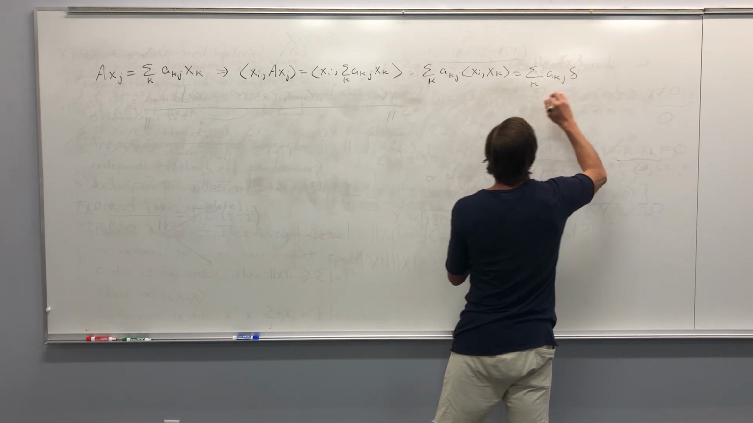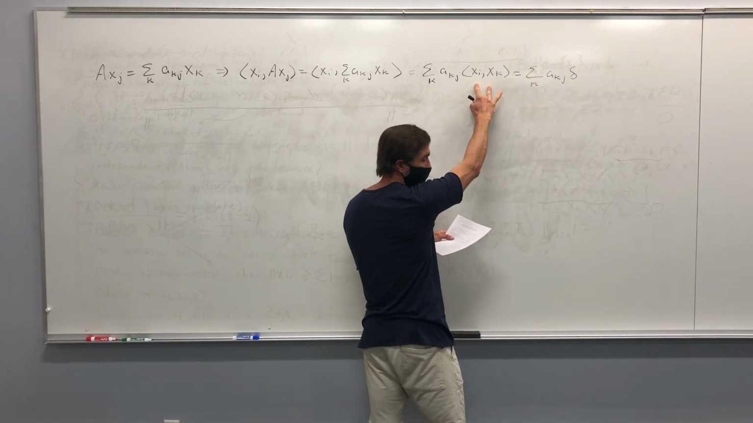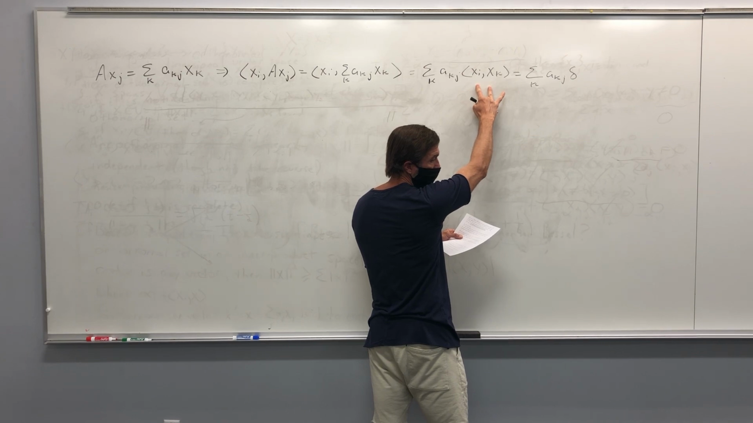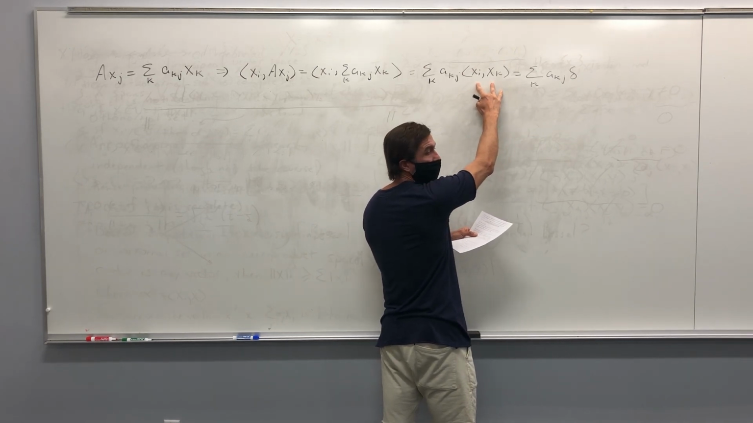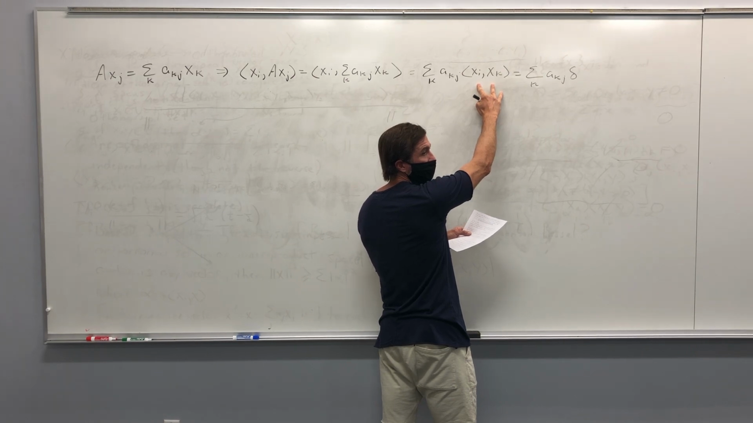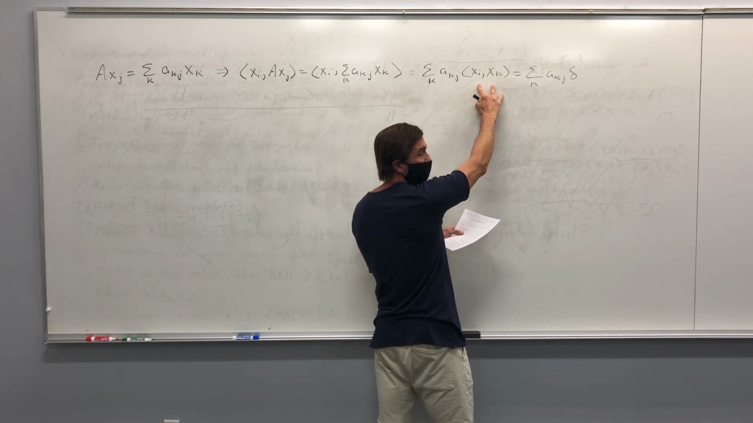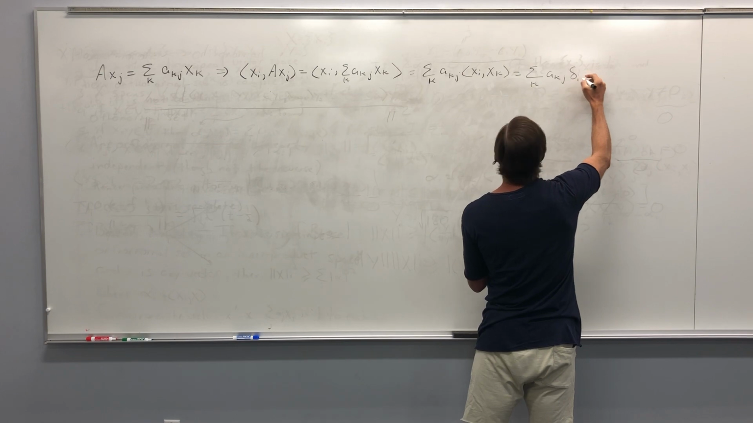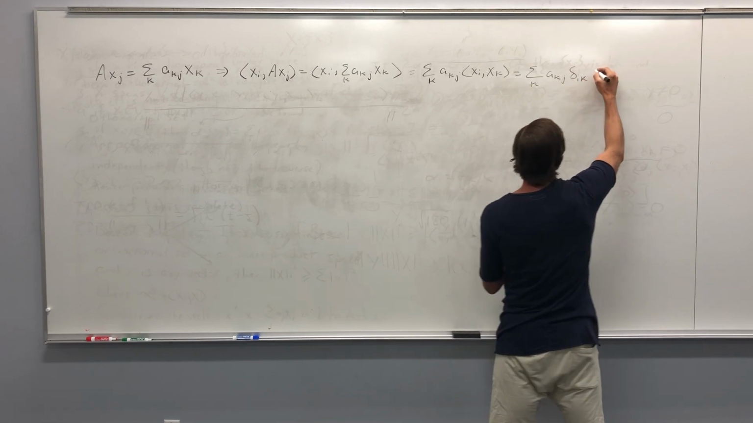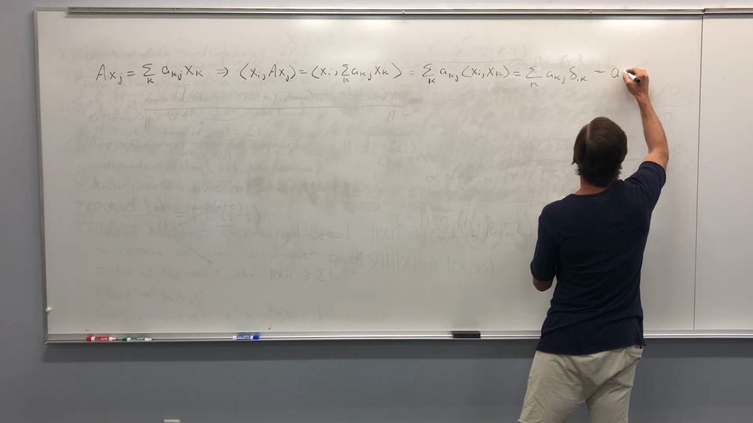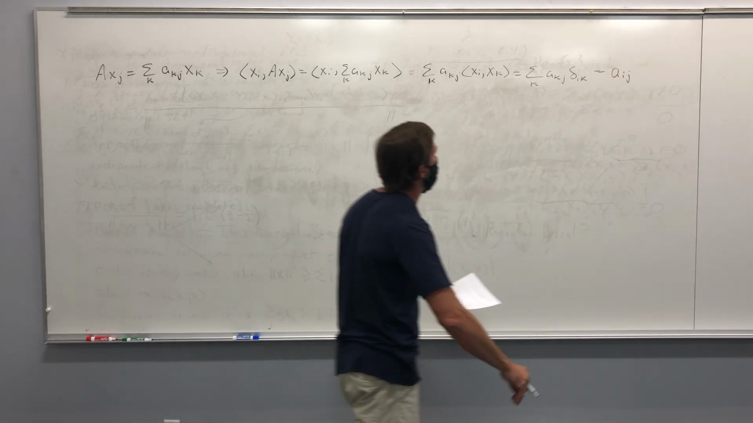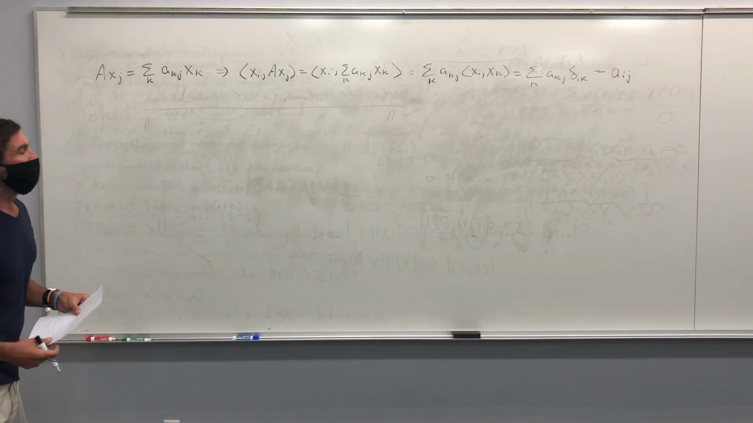But of course, the inner product of two orthonormal basis vectors is zero unless they're the same. These are summed over in their entirety, so they're going to go over same values and different values, so I'm giving it delta ik, which is equal to a i j. Okay?